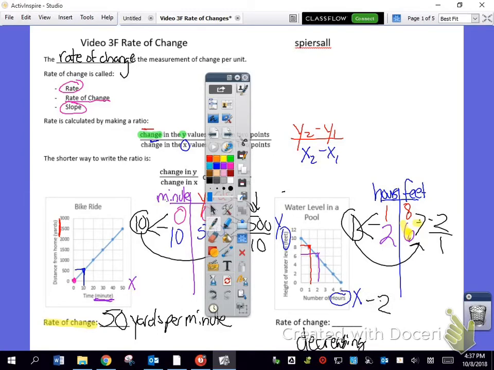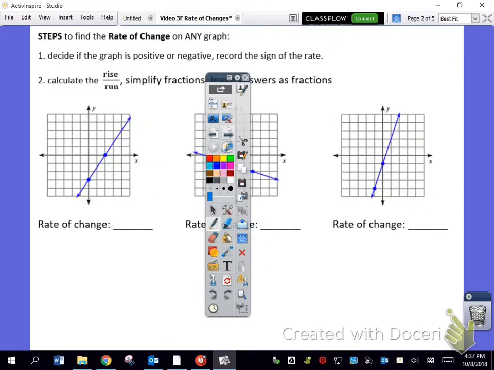So you are going down at a rate of 2 feet per hour. That slash means per hour. So you're going down 2 feet an hour. That's how the level of the pool's dropping.